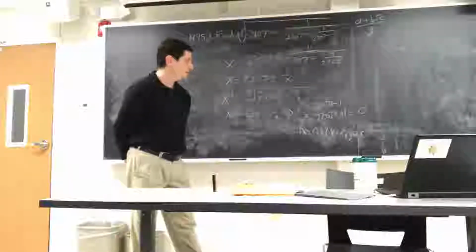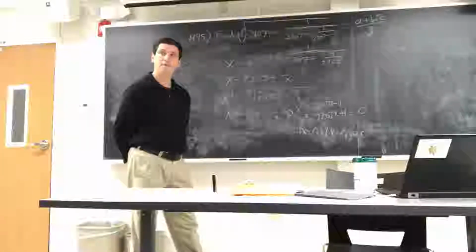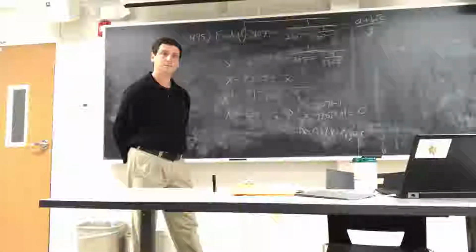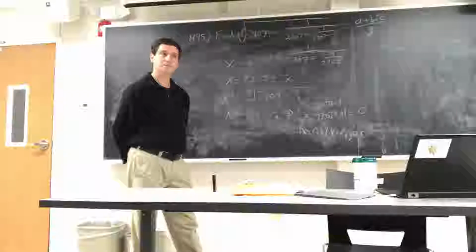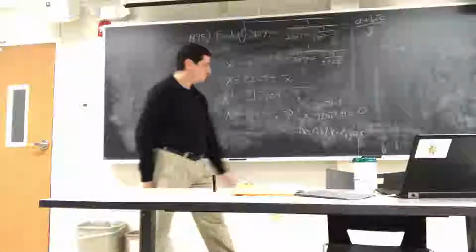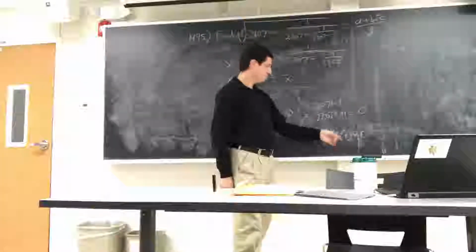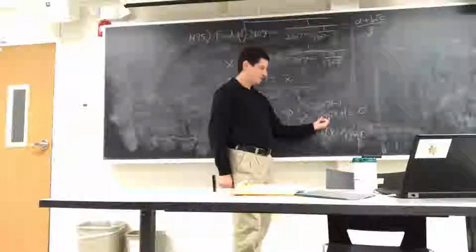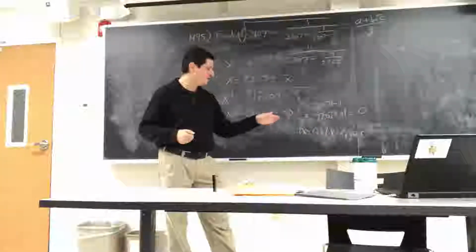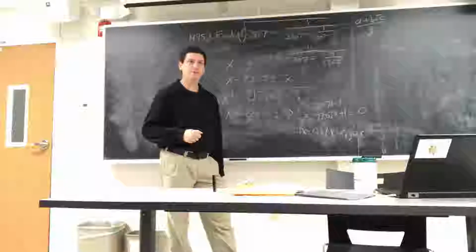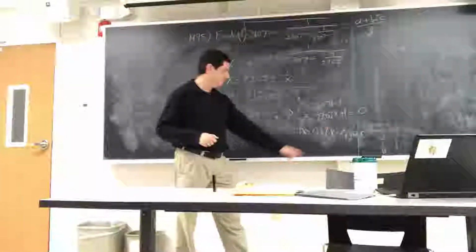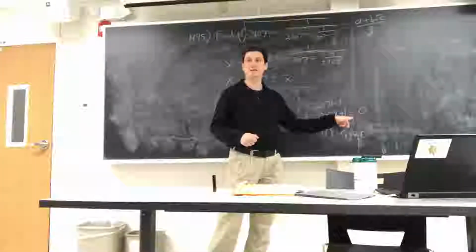Could both roots be positive? Yeah, if both roots are positive, the product will be 1. It depends on how you want to look at it. I'm writing it as x minus r1. If one root was positive and one root was negative, I would have a negative sign here. So that can't be the case.